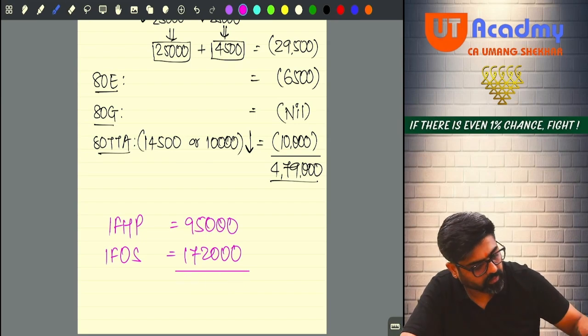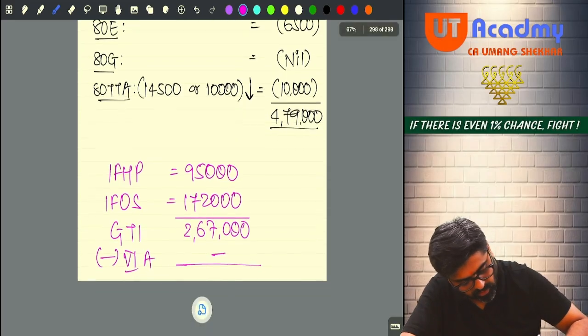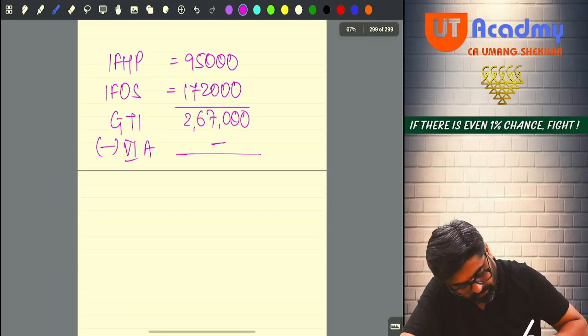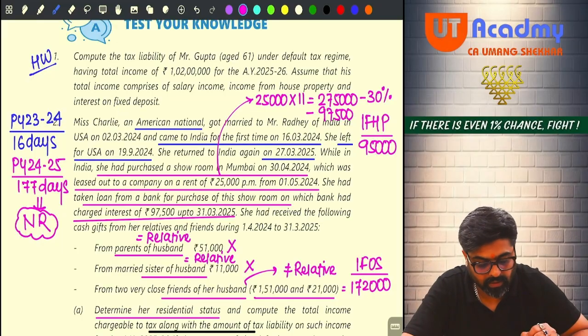And IFOS is 1,72,000. That is going to give me 2,67,000. Now tell me, can I say this is my GTI? Yes. Do I have any Chapter 6A deductions? No. So after Chapter 6A deductions, my total income will be 2,67,000. Okay, no? Now they are telling you to calculate the total income also.